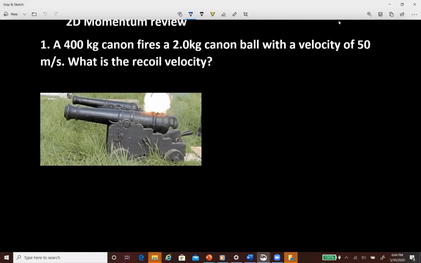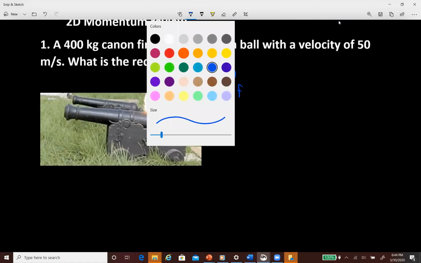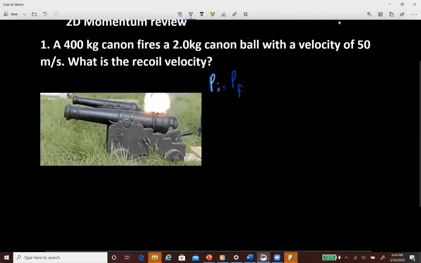Okay, so this is no different than momentum. This is no different than what we're talking about, where the initial momentum is equal to the final momentum, right? So in this case, we know the initial momentum is equal to the final momentum. That's been true of all the scenarios we've looked at, whether they're collisions or explosions.